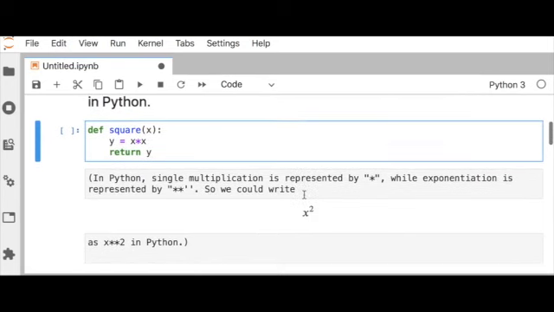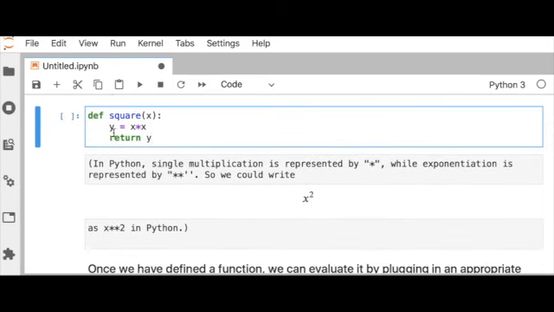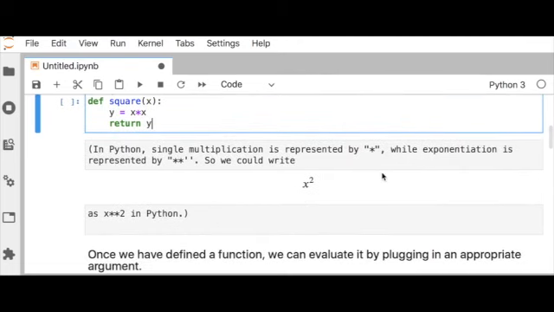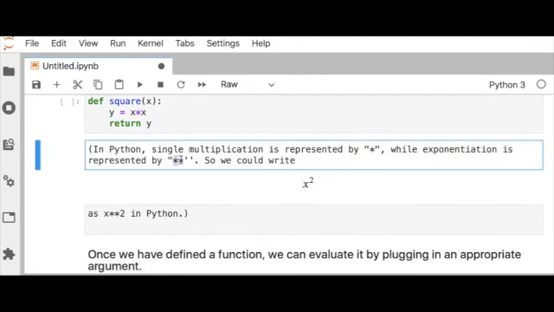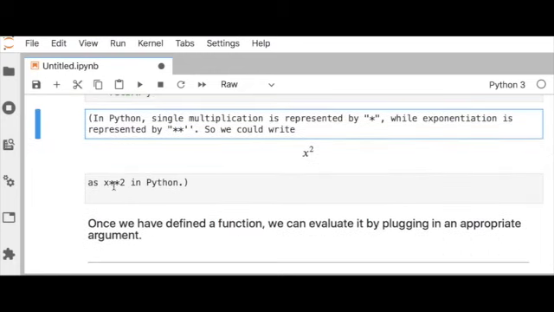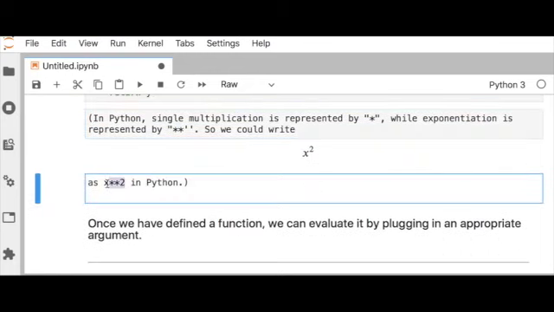One Python syntax thing, I've used y equals x times x, but exponentiation in Python is represented by 2 asterisks. So we could write x squared as x asterisk asterisk 2 in Python.